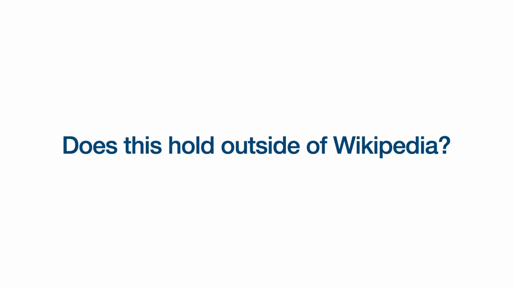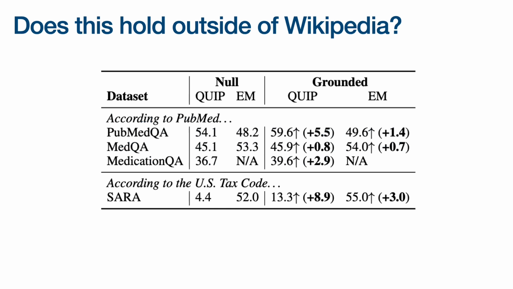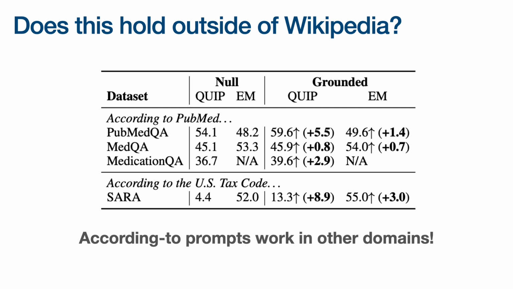Now, you may also be wondering if this holds outside of Wikipedia and our QA datasets. We know that Wikipedia is a broad knowledge source that is often explicitly added to LLM pre-training datasets, but what about some other datasets? We try according to PubMed and according to the US tax code. Both of these work. QUIP here is measured against other grounding corpora. One consists of the PubMed articles, and the other is built on the US tax code in 2022.